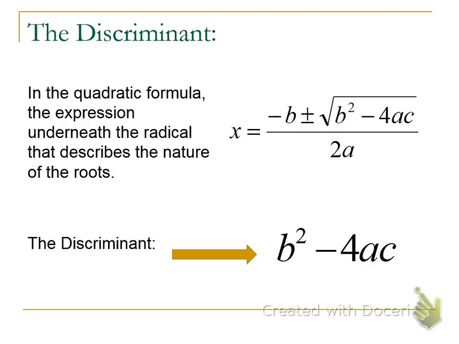All right, I want to talk about the discriminant here. This is the second part of our objective. The discriminant is what tells you how many solutions your quadratic equation will have. So underneath that radical is what describes the roots or the zeros or the solutions, and that part is called the discriminant. So the b squared minus 4ac is the discriminant.